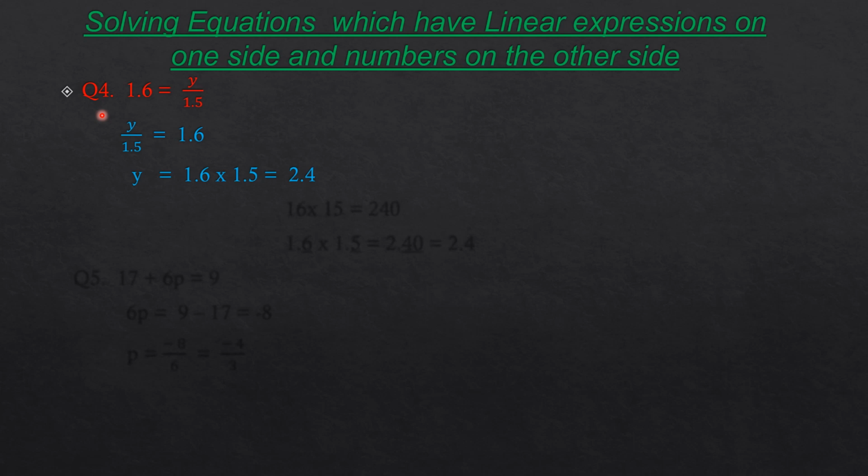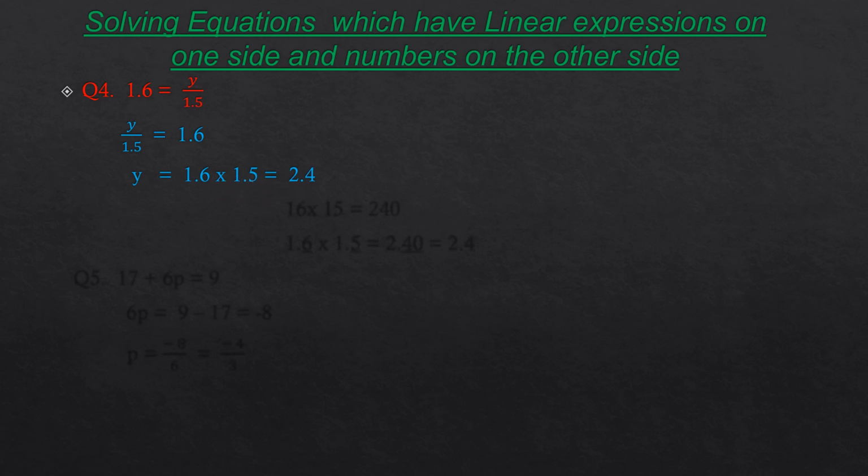Question number 4. 1.6 = y/1.5. Here the variable y is given on the right hand side. Generally we write the variable on the left hand side. So let us rewrite the question as y/1.5 = 1.6. Here y is divided by 1.5. So transposing, we have to do multiplication. So it becomes 1.6 multiplied by 1.5.